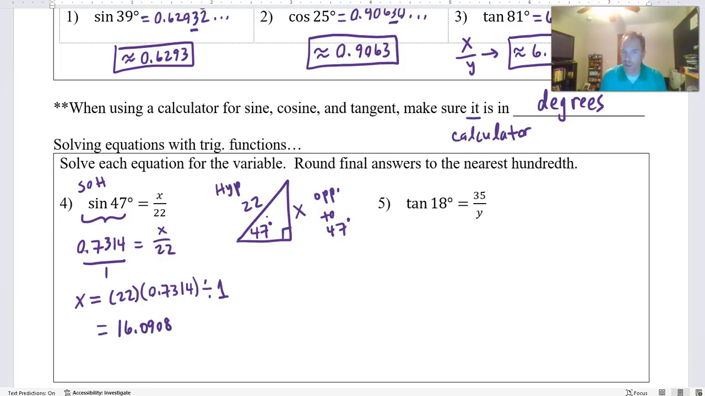And then following our rounding instructions, nearest hundredth, we got a 9 in the hundredths place with a 0 next door. So this would be x is approximately 16.09. Okay. So we just solved a trigonometric equation there.